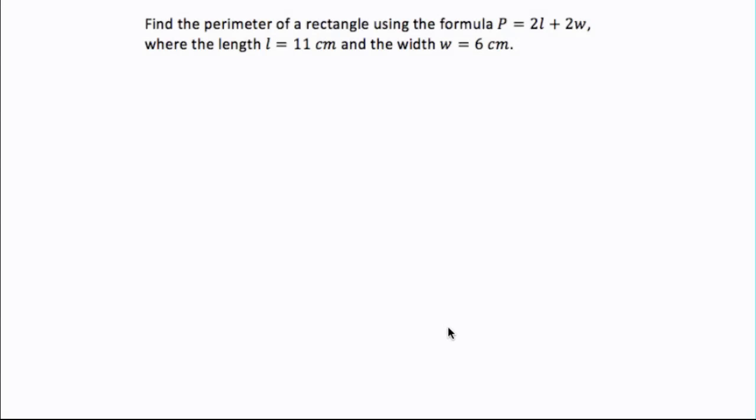In this video, what we're going to do is look at the expectations for evaluating formulas. And to do that, we're going to go through the example of find the perimeter of a rectangle using the formula P equals 2L plus 2W, where the length L equals 11 centimeters and the width W equals 6 centimeters.